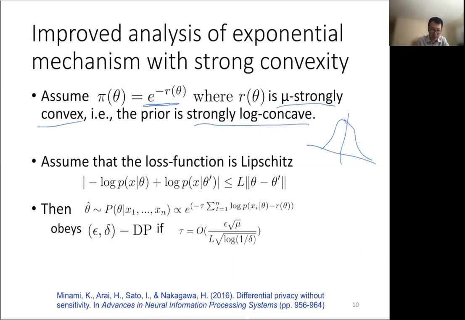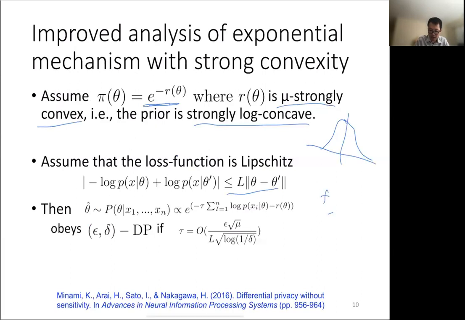What Minami et al. showed is that when the prior is chosen to be mu strongly log-concave, and in addition, instead of assuming the individual negative log likelihood is bounded, all you have to assume is that the individual log likelihood is Lipschitz. So you assume the loss function changes slowly. What do we mean by Lipschitz? Say there's this function.